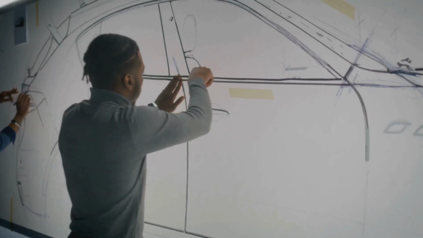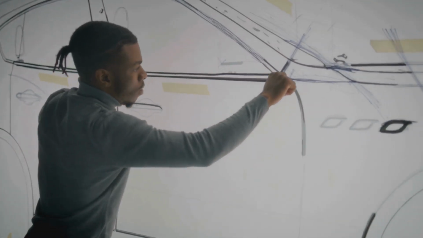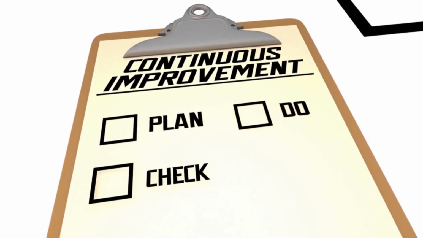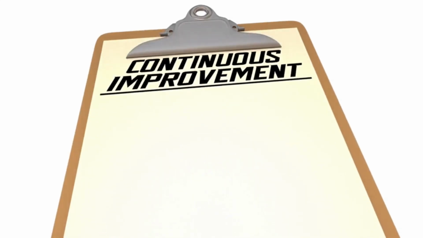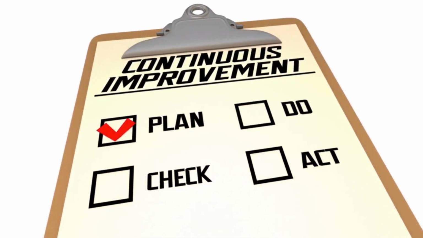Conclusion. To summarize Chapter 11, DMAIC is for improving existing processes. DMADV is for designing new ones. Both are structured, step-by-step frameworks. Choosing the right method helps ensure project success. These two approaches are the foundation of Six Sigma methodology.